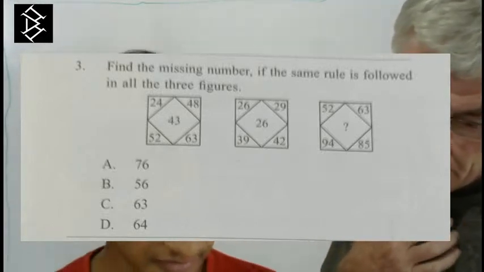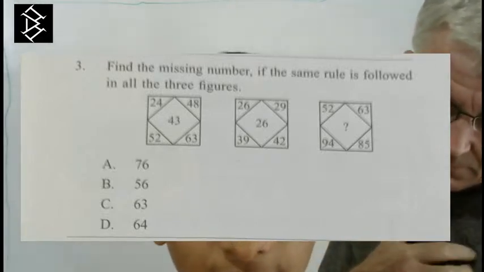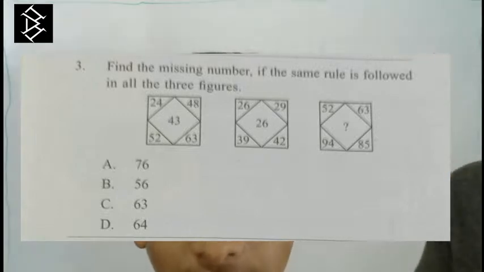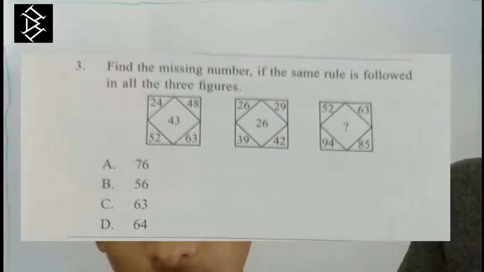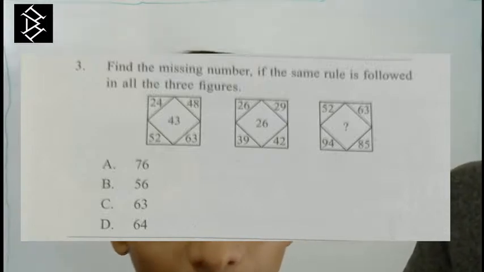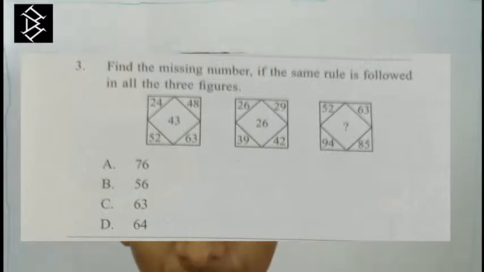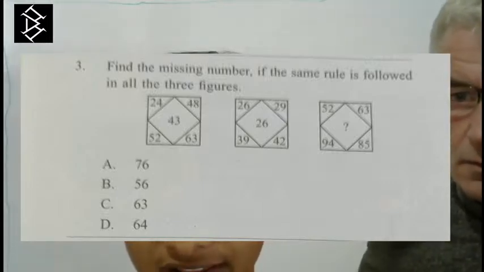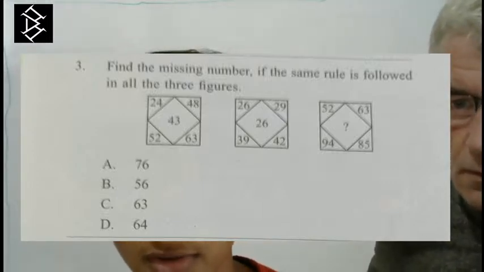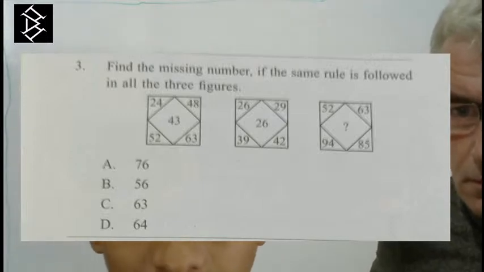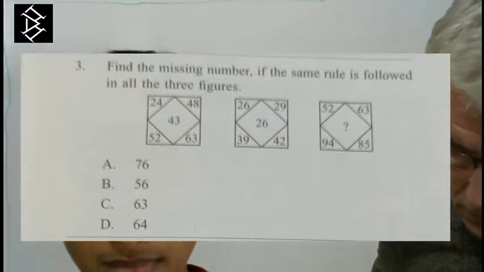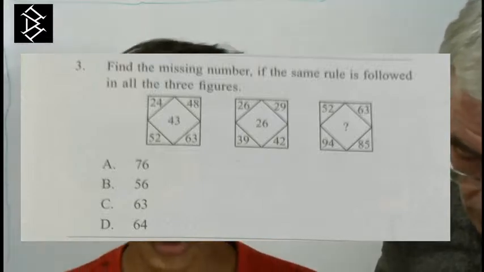Okay, so I'll tell you the answer. The technique is, in the first figure, the bottom corners are 52 and 63. We add those and subtract that from the top ones, 24 and 48. So we'll get 43. You have to apply the same rule: 39 plus 42 minus 26 plus 29, so you'll get 26. And the same again: 94 plus 85 minus 52 plus 63, so you'll get 64 as your answer.